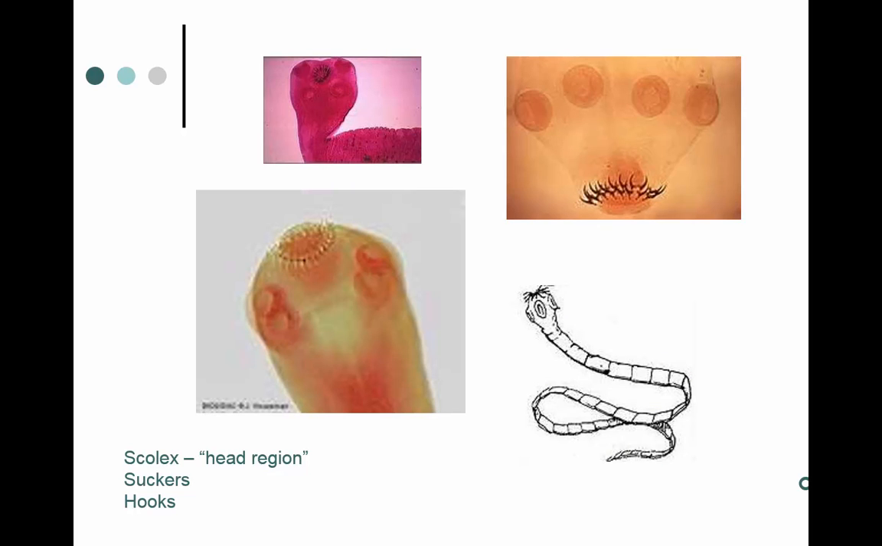This is the prohaptor region of a tapeworm, and you see it's got something called a scolex, and you can see that it's got suckers on it and hooks that hook into the host. So it's a really wicked looking thing.